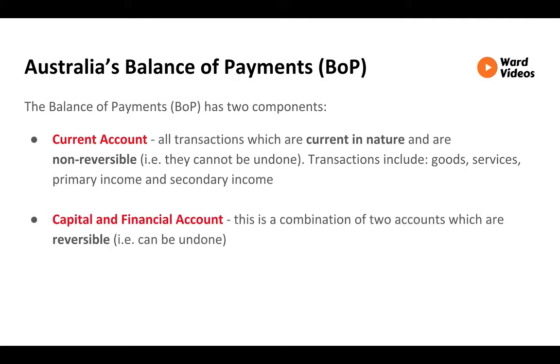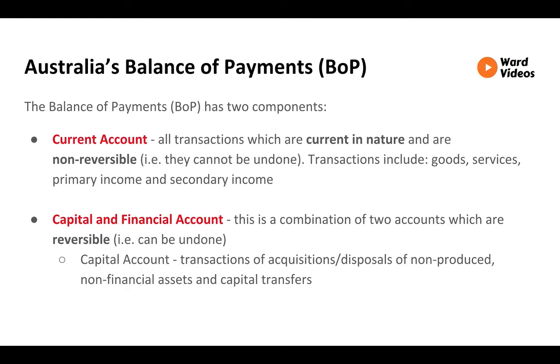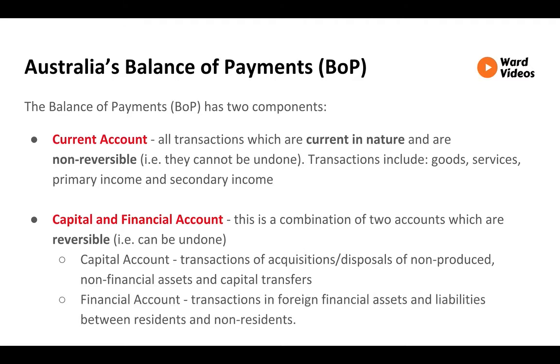The second part is the capital and financial account. This is a combination of two accounts which are reversible, i.e. they can be undone. They are the capital account. These are transactions of acquisitions, disposals of non-produced, non-financial assets and capital transfers. Don't worry, we'll get these soon. And the financial account. Transactions in foreign financial assets and liabilities between residents and non-residents.